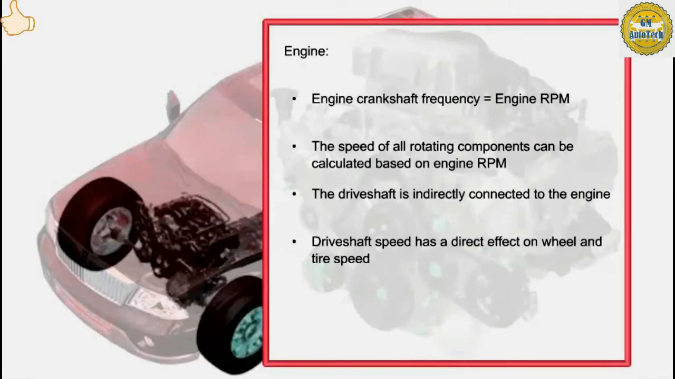Think of the drive shaft. It's indirectly connected to the engine crankshaft. Depending on the transmission gear, the drive shaft rotates at a specific speed, either faster, slower, or exactly the same as the engine crankshaft. And drive shaft speed has a direct effect on wheel and tire speed. Depending on axle ratios and tire size, the tires rotate at a specific speed that is slower than the drive shaft. So now you see that all of these rotating components are linked.